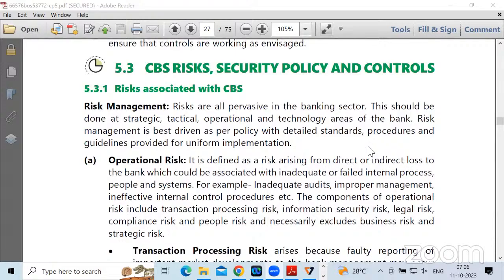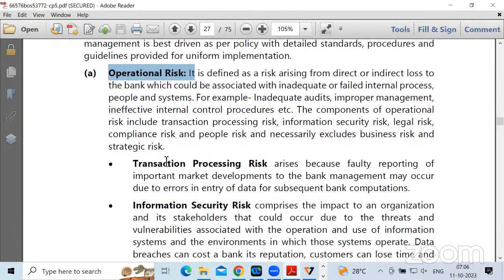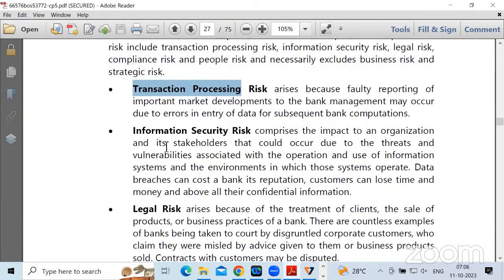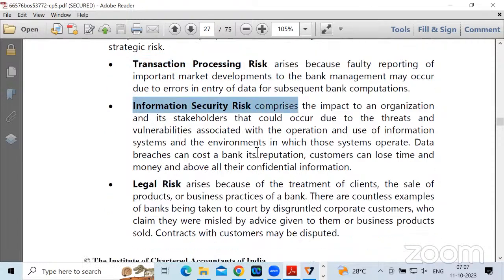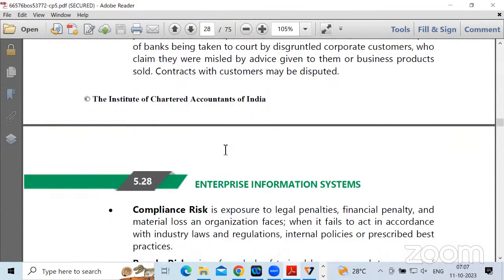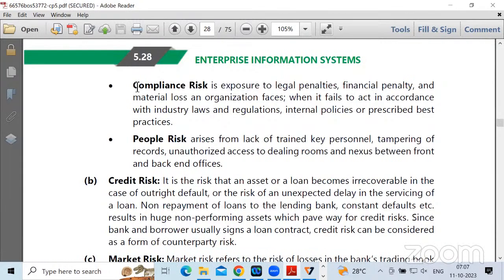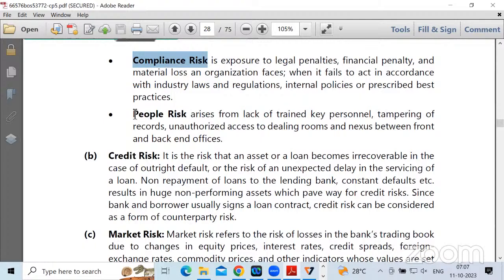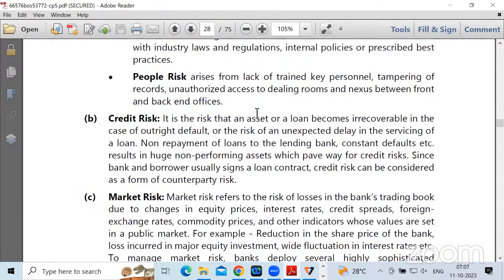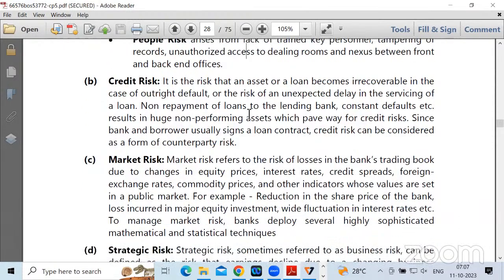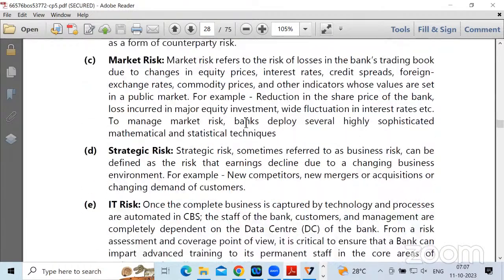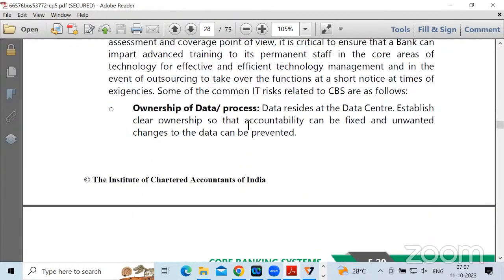Risk associated with CBS, operational risk. So regarding operations, transaction processing, the wrong processing may be corrected, security risk, legal risk. So you have a lot of legal complications, compliance risk. You have to comply with many rules, regulations, standards, etc. People risk, they may misuse, not deliberately, ignorantly they may misuse, etc. Credit risk, market risk, strategy risk, all are self-explanatory.